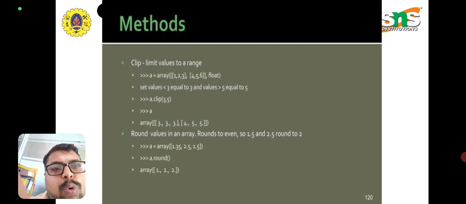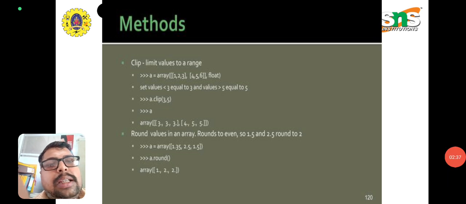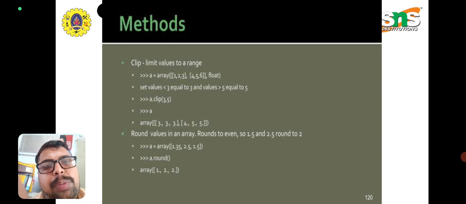Whereas there's the term called round, round to even. That's nothing but a.round. The array has the values 1.35, 2.5 and 1.5. So a.round converts them into rounded values. It prints the values 1, 2 and 2. The 1.5 is greater, so it prints the value 2. In some compilers this 2.5 will be changed to 3, but in some compilers 2.5 will be changed into 2 itself.